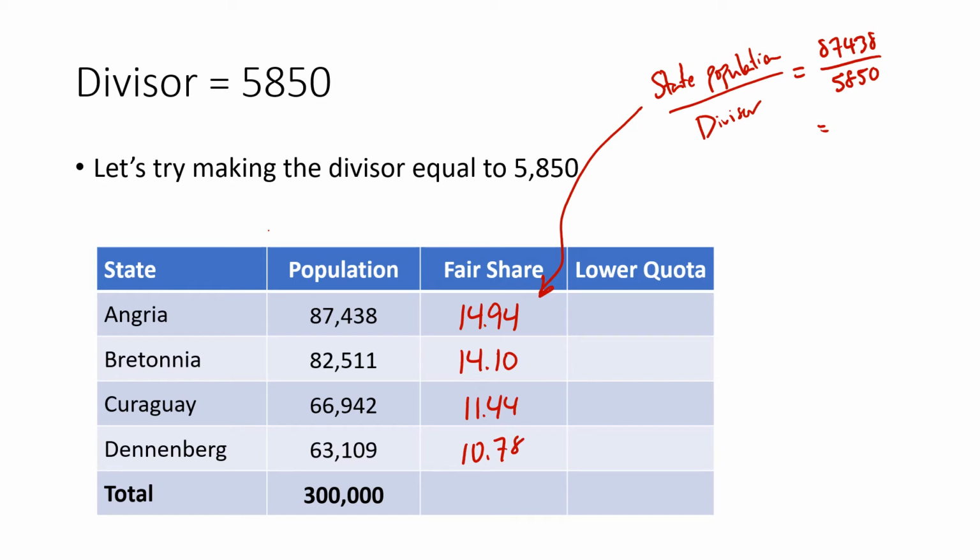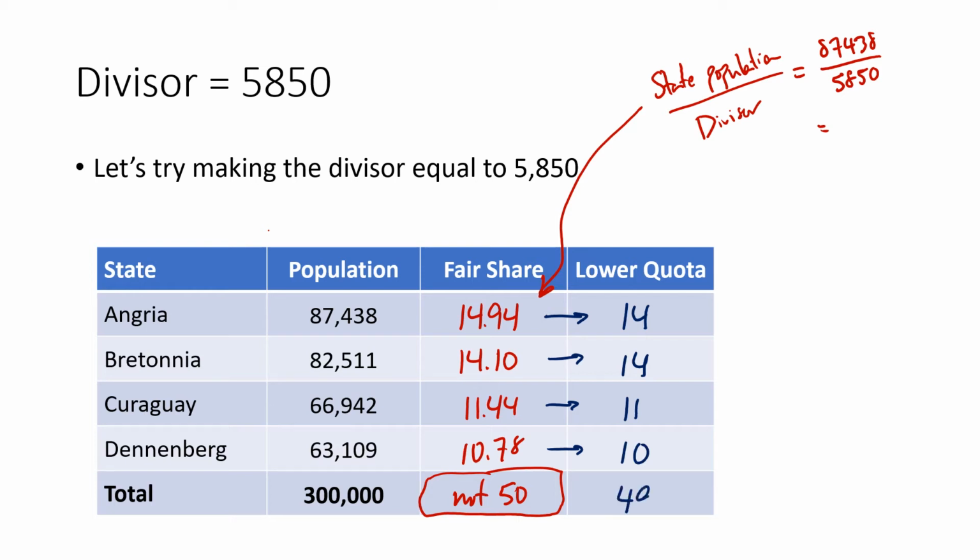Okay, now if I add up these new fair shares, they will not add up to 50. Right? Because all of those numbers are a little bit bigger than they were before, because I divided by a smaller number, and when I divide by a smaller number, I get a bigger answer. But what's important now is what I'm hoping will happen is that when I round these fair shares down, when I go to the lower quota, chop off those decimal points, now I'm hoping that these rounded numbers, these whole numbers, will add up to 50.